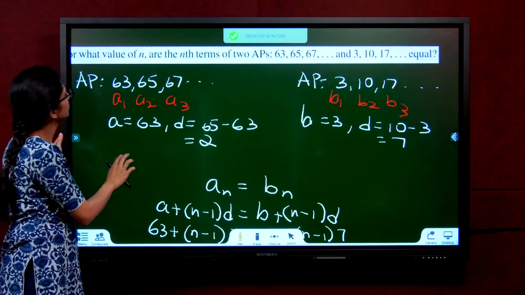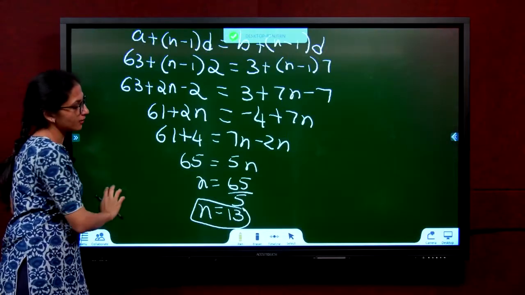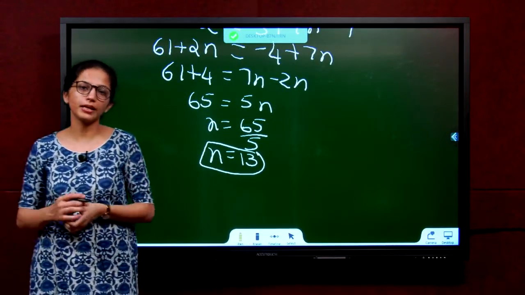Have they asked the term? No. For what value of n? So we got the value of n, 13. Suppose they say what is the value of the term? You have to find A13 or B13. Both will be same.